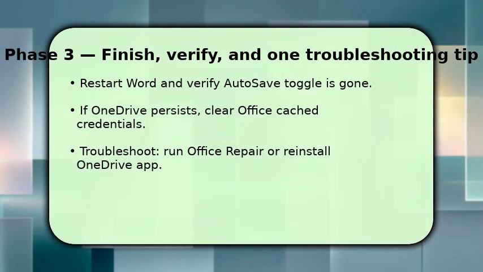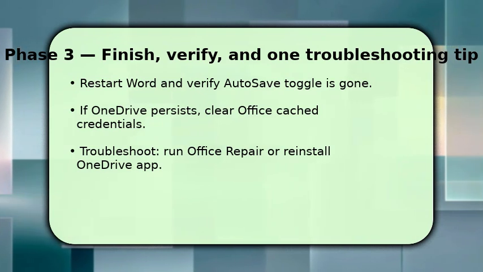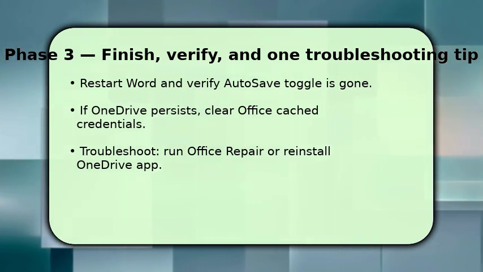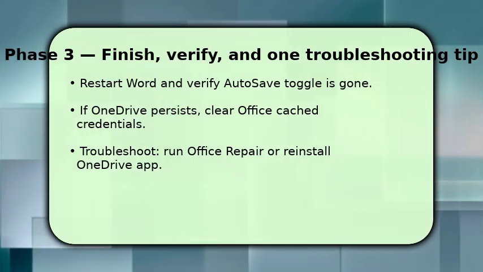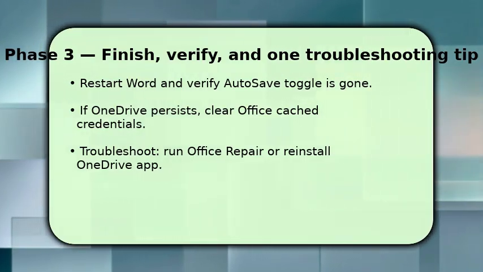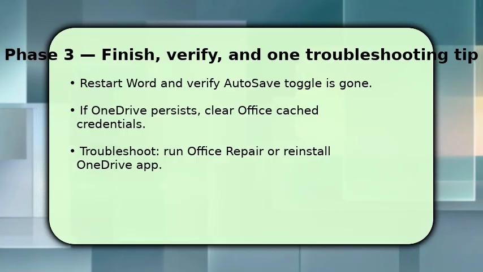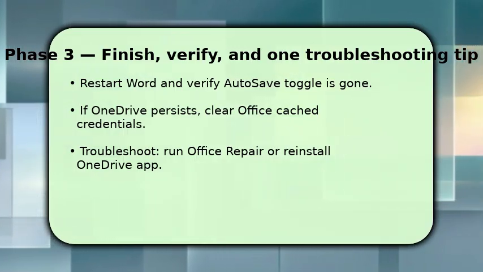You finish by restarting Word to confirm the auto-save toggle and OneDrive references are gone, because changes often require a restart to take effect. If OneDrive still appears, clear cached Office credentials via Credential Manager and sign out from Office again. This removes stubborn tokens.